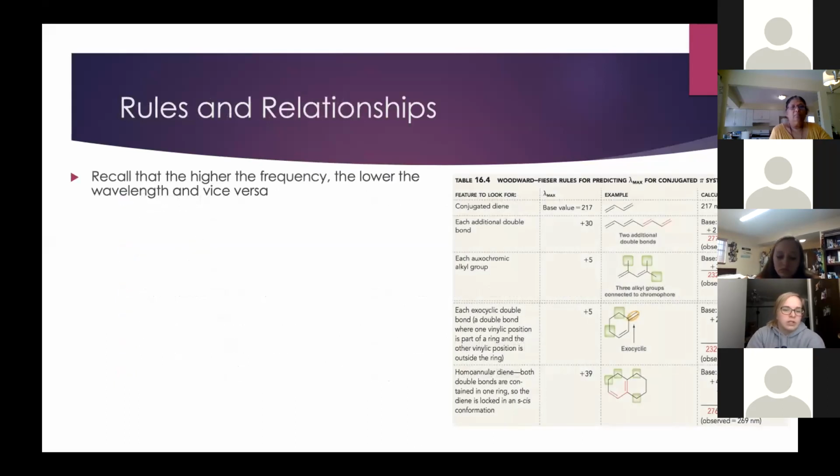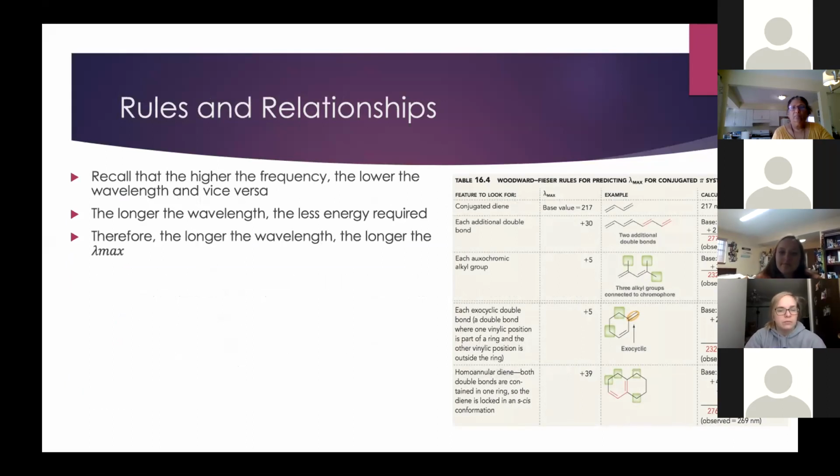So some rules and relationships. We've talked about frequency and wavelength and all that. So the higher the frequency, the lower the wavelength, and vice versa. So the longer the wavelength, the less energy you have. So then the longer the wavelength, the longer the lambda max. So you're going to end up with a higher value for your lambda. And then in order to estimate this value, we're going to use the Woodward-Fieser rules.